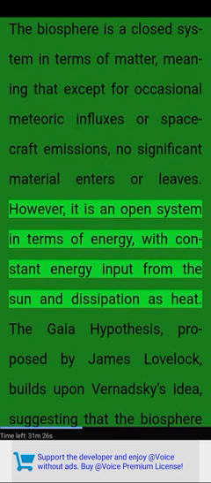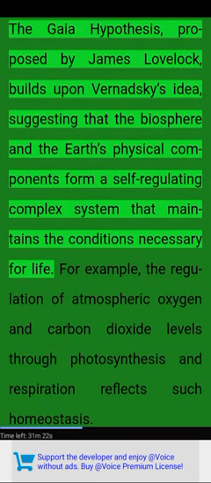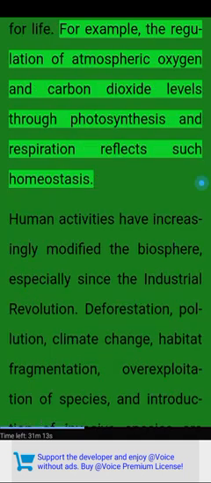However, it is an open system in terms of energy, with constant energy input from the sun and dissipation as heat. The Gaia hypothesis, proposed by James Lovelock, builds upon Vernadsky's idea, suggesting that the biosphere and the Earth's physical components form a self-regulating complex system that maintains the conditions necessary for life. For example, the regulation of atmospheric oxygen and carbon dioxide levels through photosynthesis and respiration reflects such homeostasis.